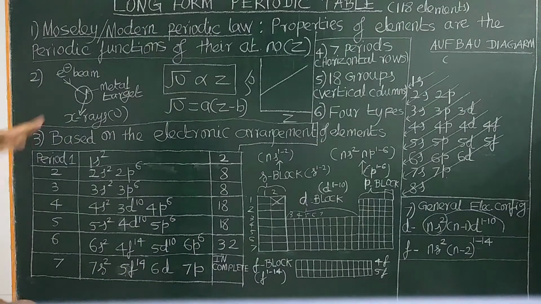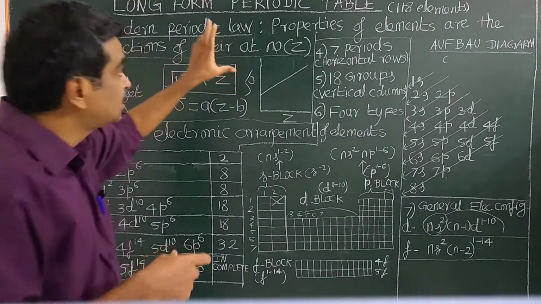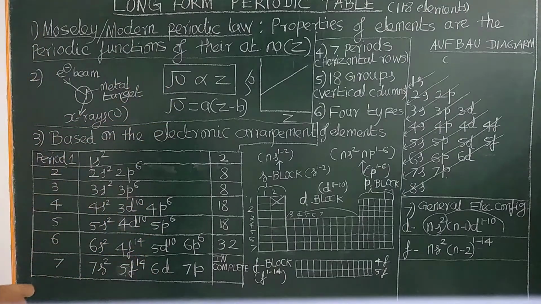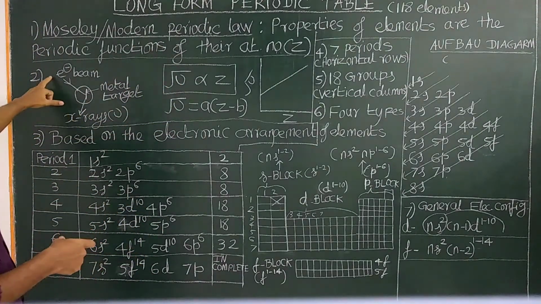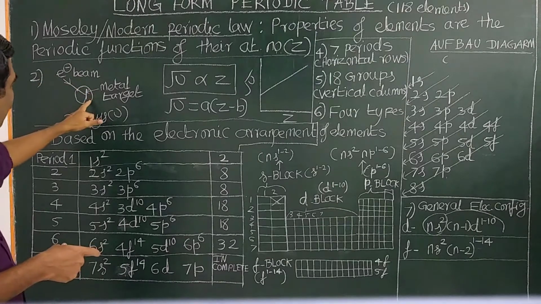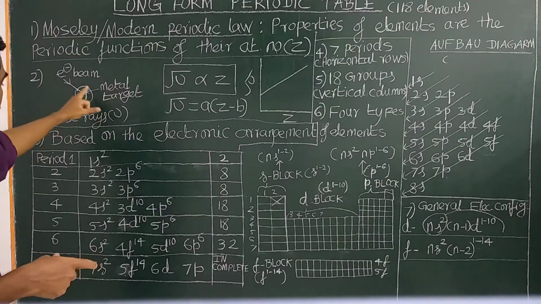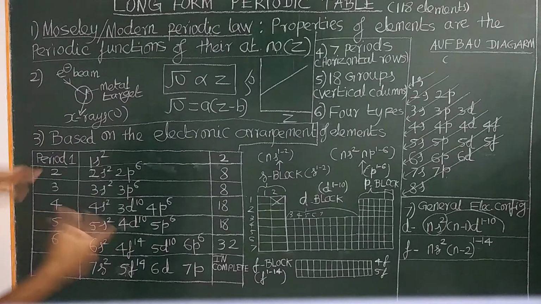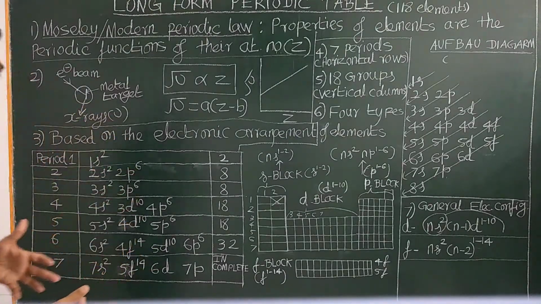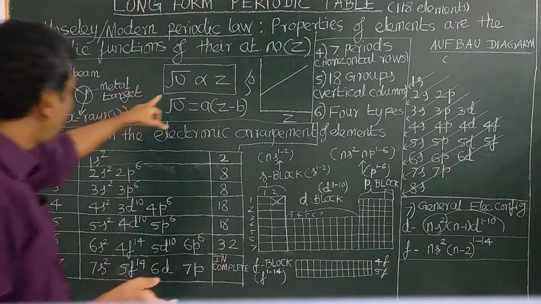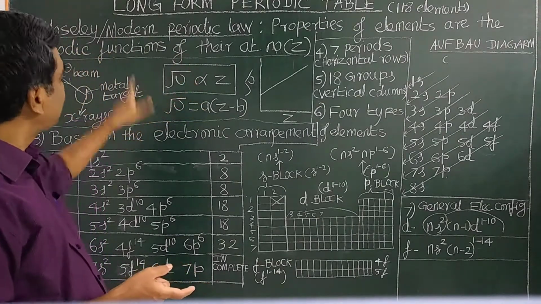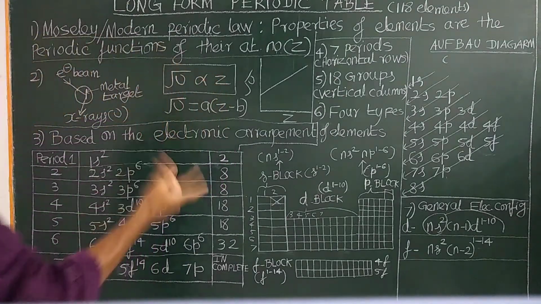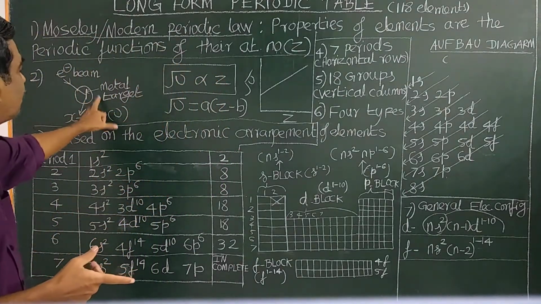He proposed this periodic law after doing this experiment. He carried out this experiment when a strong electron beam is bombarded on a metal target. When an electron beam is bombarded on a metal target, X-rays are produced with frequency nu. The square root of the frequency of the X-ray emitted is directly proportional to its atomic number.